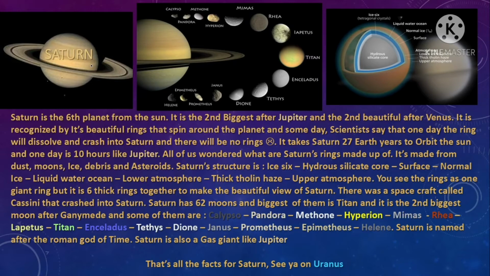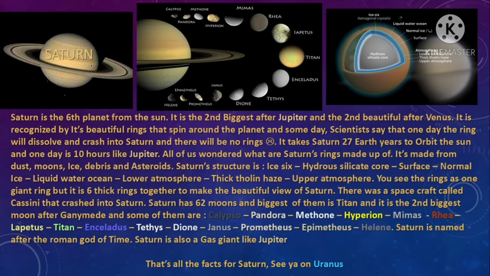All of us wondered what Saturn's rings are made up of. They're made up of dust, moons, ice, debris, and asteroids. Saturn's structure is a hydrous silicate core, and surface normal ice, liquid water ocean, lower atmosphere, thick solar haze, upper atmosphere.